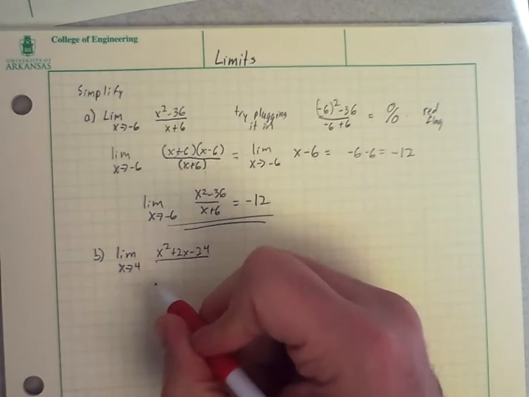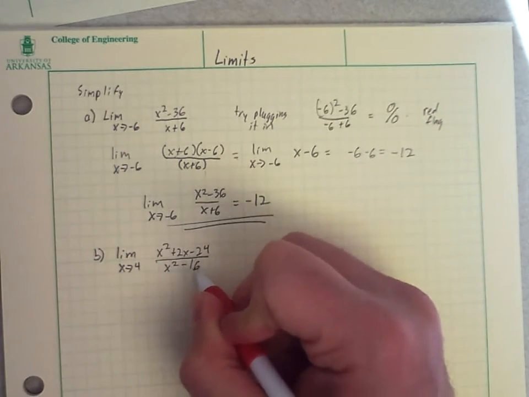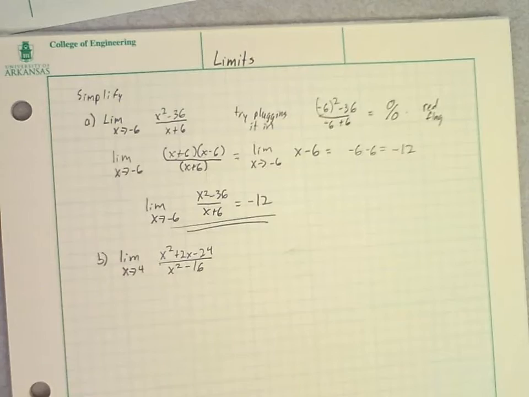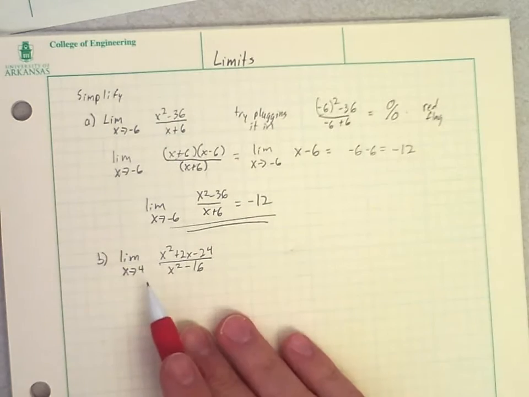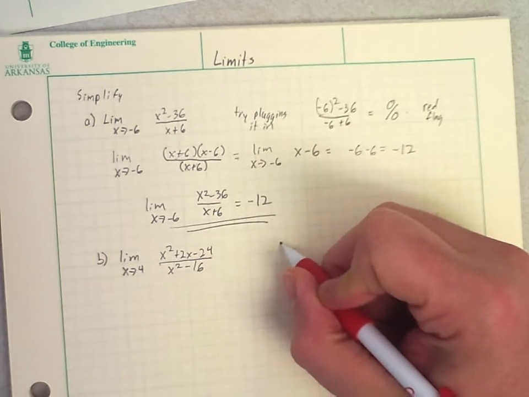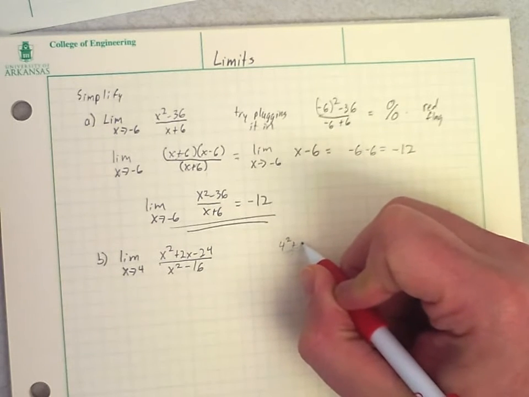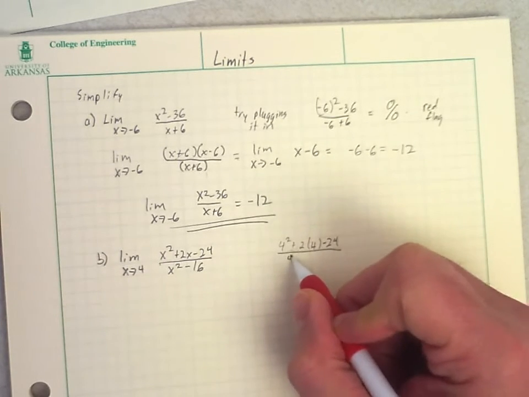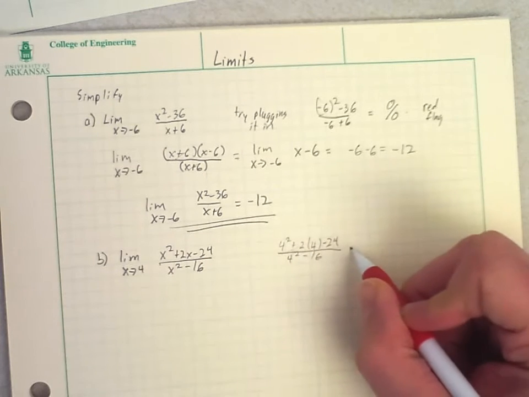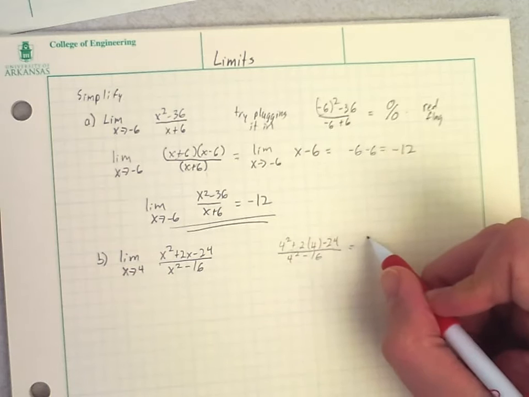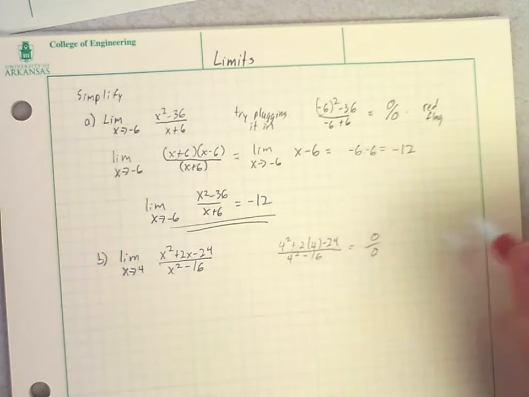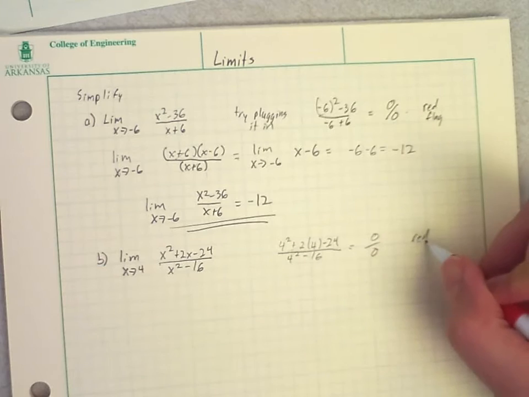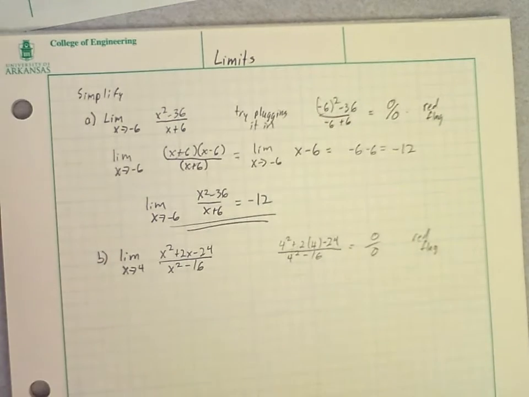divided by (x squared minus 16). Again, the first thing we should try is to just plug it in. 4 squared plus 2 times 4 minus 24 over 4 squared minus 16. On top we end up with 0, and on bottom we end up with 0. So again, 0 over 0, red flag. Most of the time you're not going to get questions that just work out by plugging in, because those aren't interesting limits. So we do the ones where something weird happens.